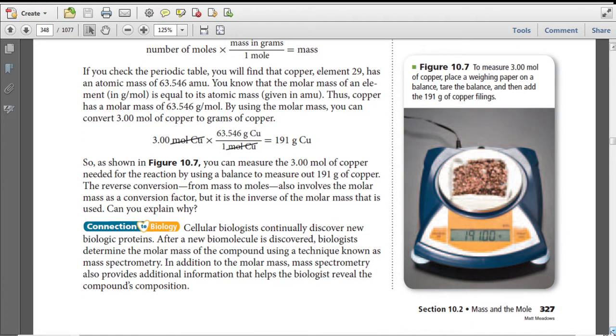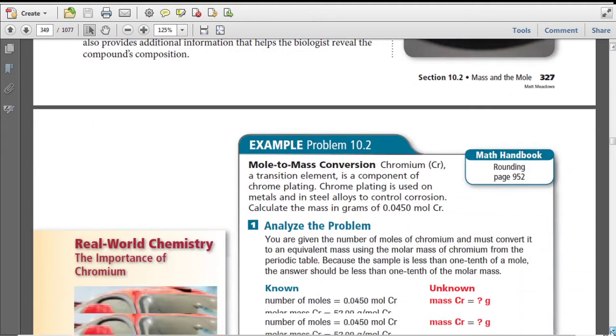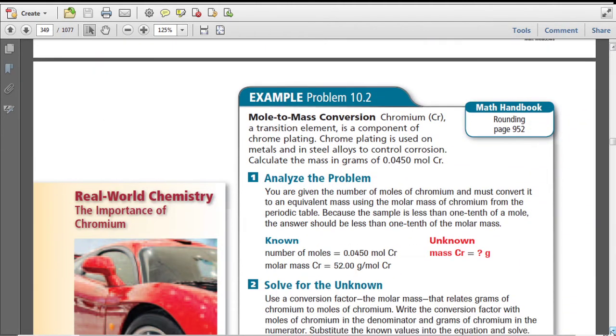The reverse conversion factor from mass to moles also involves the molar mass as a conversion factor. Right? Just know when to use the one appropriately. All right, let's go ahead and look at example 10.2.